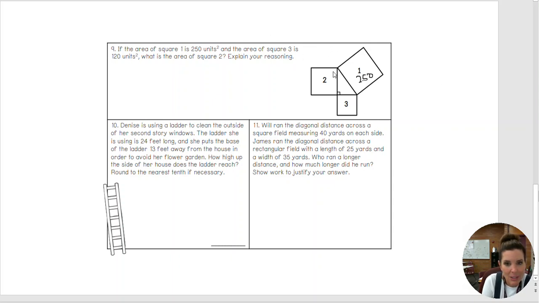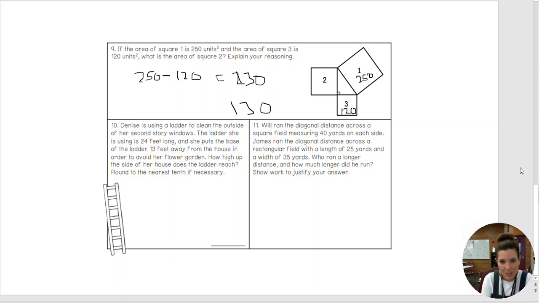And the area of square 3 is 120. So when you do the length times width of square 3, you get 120. What is the area of square 2? So this is similar to what we did with the starburst activity. So basically to find the area of square 2, we're going to take the hypotenuse side, which that area is 250. We are then going to minus the 120, which leaves us with 130. 130, not a 230, okay? So 130 units squared.